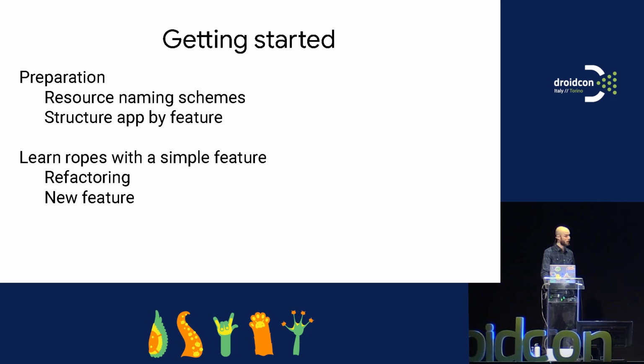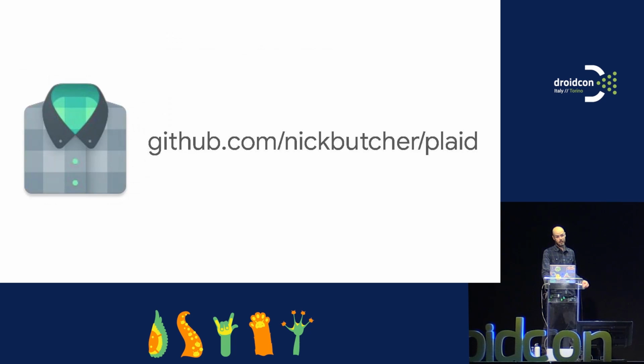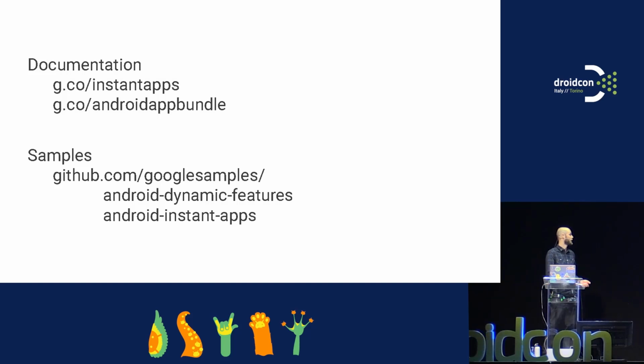If you want to learn more on how we did this in Plaid, just take a look. It's already out there. If you go to plaidapp.io, you can download it and see how it actually works on your device. There's also loads of documentation out there. We have documentation on instant apps and Android app bundles. Dynamic features is part of the Android app bundle documentation. And we have samples out there which all use Android app bundles underneath. So we use the dynamic feature module for all of these samples already.